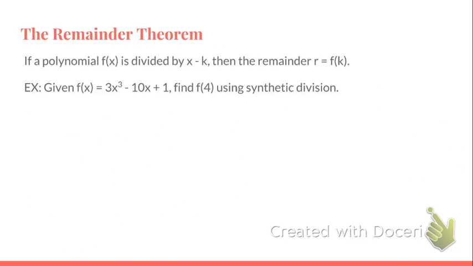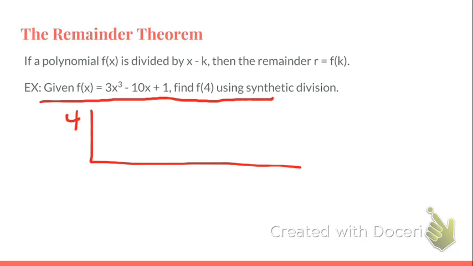Alright, now what if we don't get a remainder of 0? Well, that means f of whatever we divided by is equal to the remainder. So we're going to use the remainder theorem to evaluate functions for certain x values. So given f of x is equal to 3x cubed minus 10x plus 1, find f of 4. So let's do synthetic division. So we're going to put 4 on the outside, put the coefficients on the inside. So 3x cubed, and then there's no x squared term, so we have to put a 0 there. And then negative 10, and then a 1.